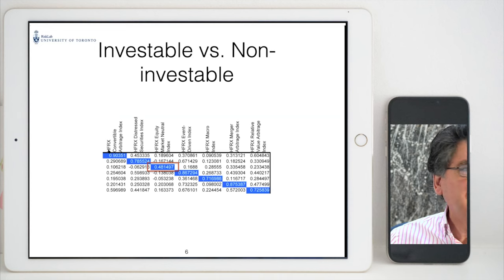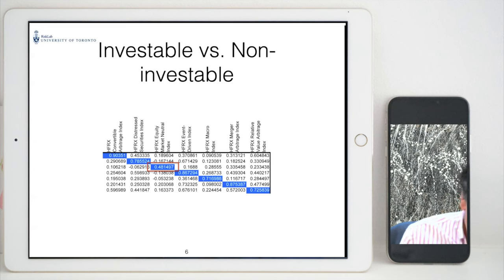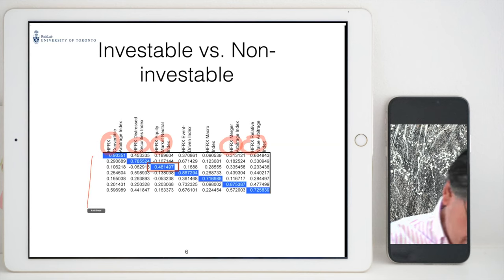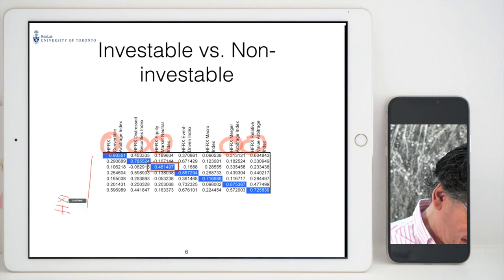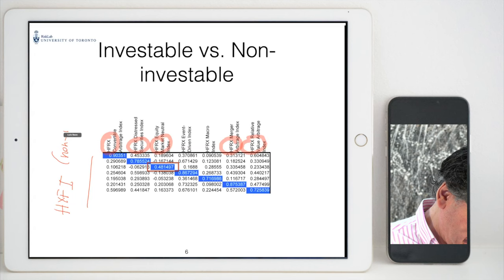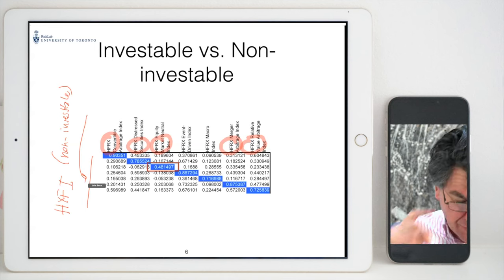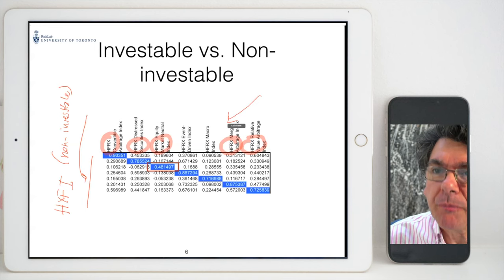This is now a very strange phenomenon, okay? Let's do the correlation matrix between the HFRX and the HFRI, non-investable. So on this side is the non-investable, and on that side is the investable. Okay?